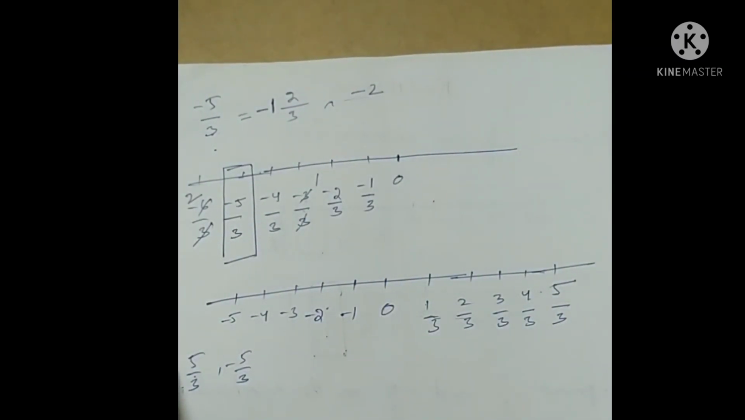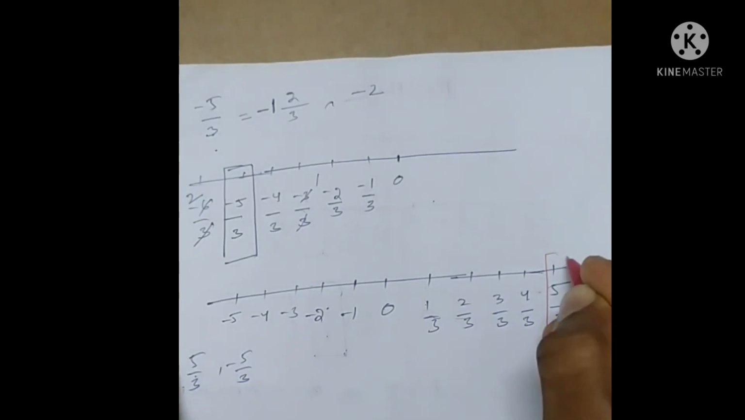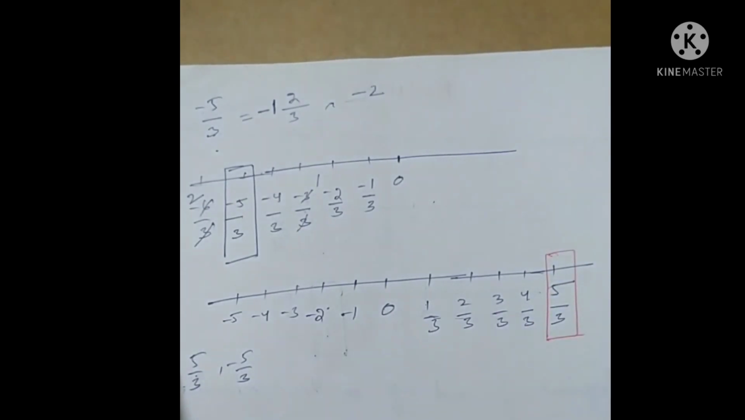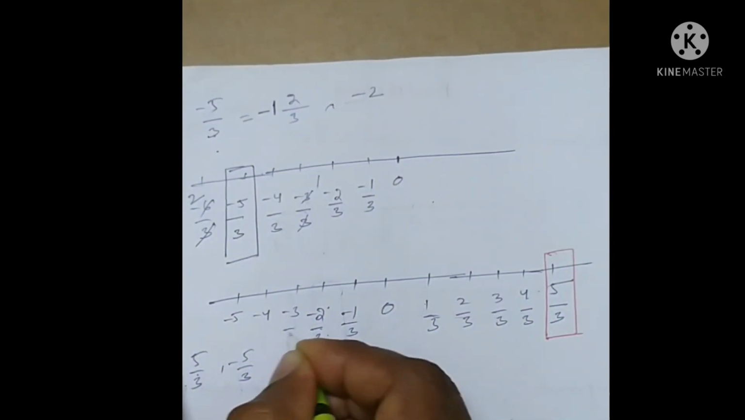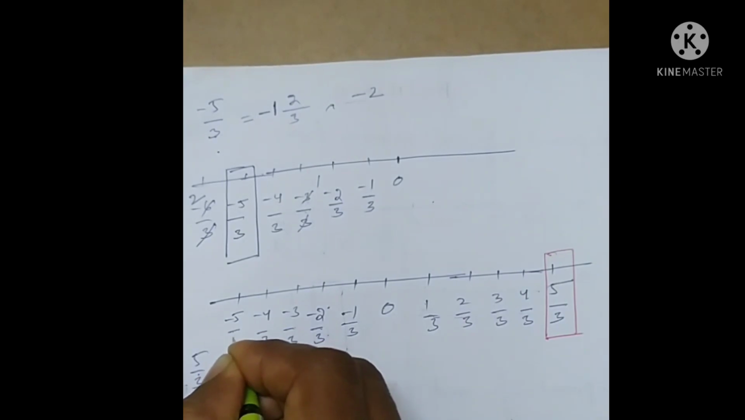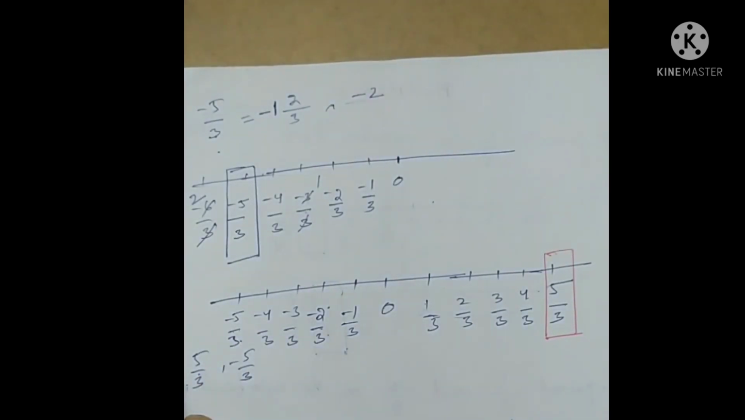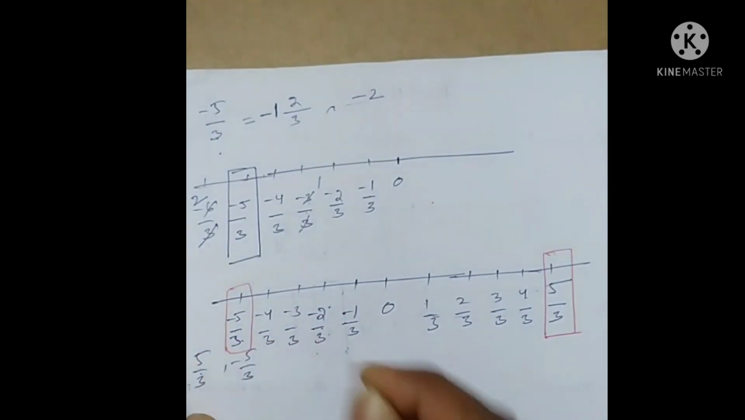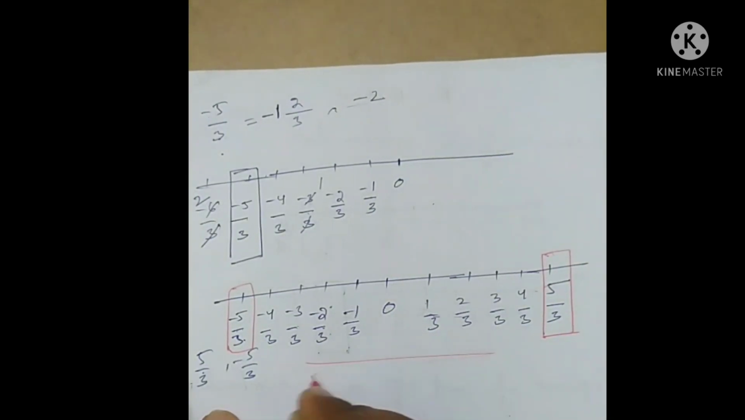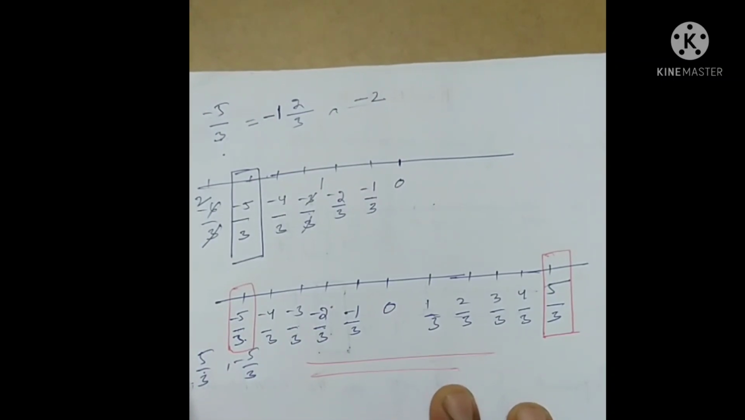So this is our required rational number. Here also -1 by 3, -2 by 3, -3 by 3, -4 by 3, -5 by 3. This is our other required rational number, that is -5 by 3. This is the way we can represent any rational number on the number line. This is the final result. Okay, my dear? Right.